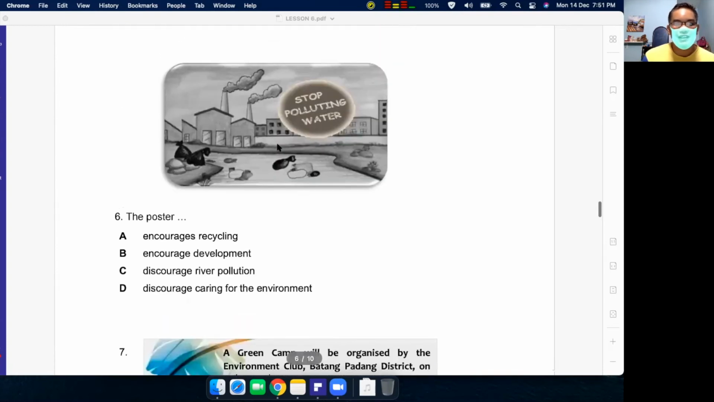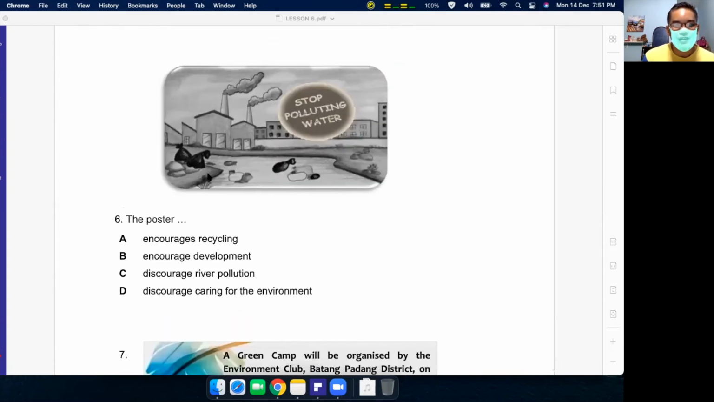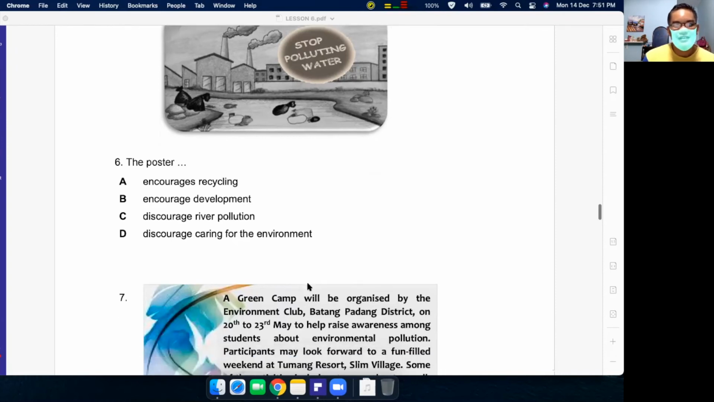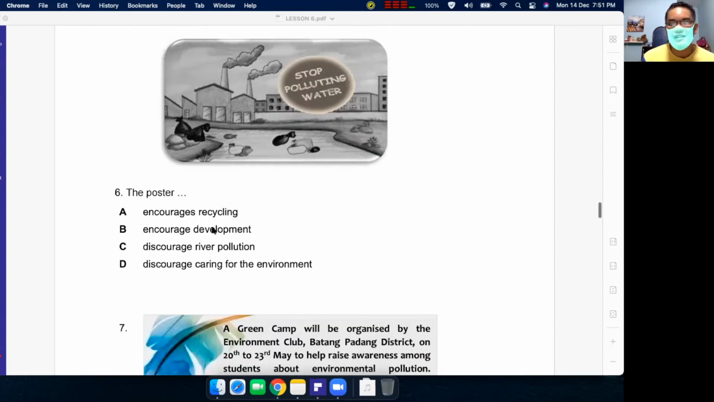The poster, stop polluting water. See, there is rubbish in the water. The poster encourages recycling, encourages development, discourages river pollution, discourages caring for the environment. You know you can translate this, right? If you have any problems, ask your friends sitting next to you, ask your parents. And if you still cannot find the answer, you can ask me.